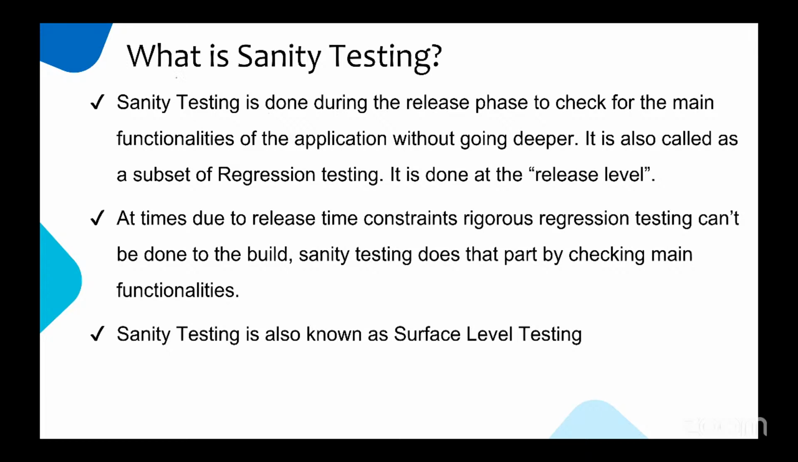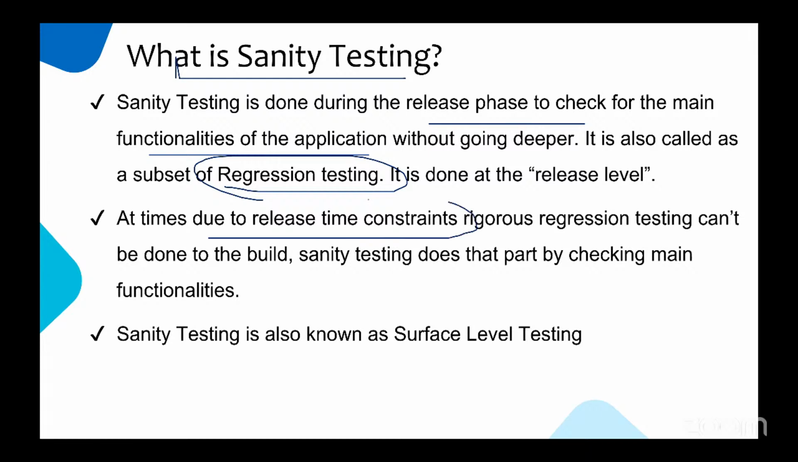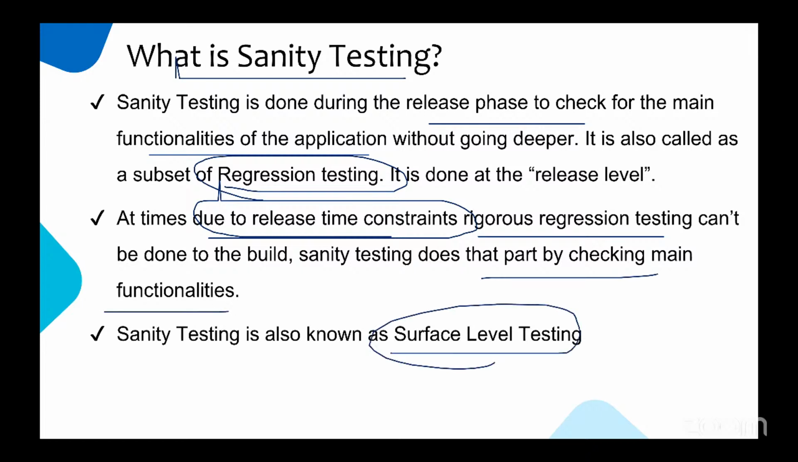Now comes sanity testing. Sanity is testing done during the release phase to check the main functionality of the application without going deeper. So end to end, it becomes a subset of regression testing, which we have already discussed. I cannot test the entire application, so I'm taking an important test case from every module and testing it. At times, due to release time constraints, rigorous regression testing cannot be done. So sanity testing does that part by checking main functionality. Another name: surface level testing.